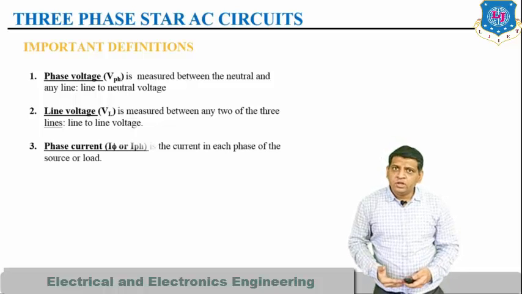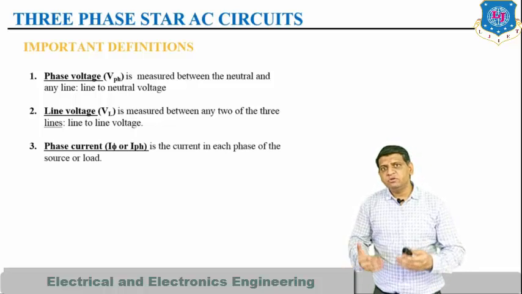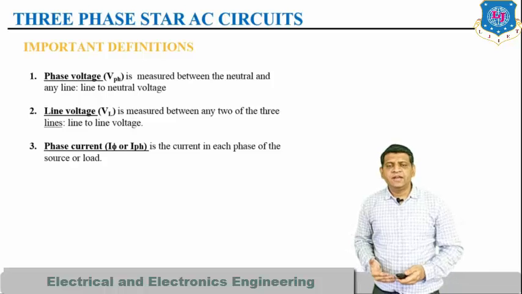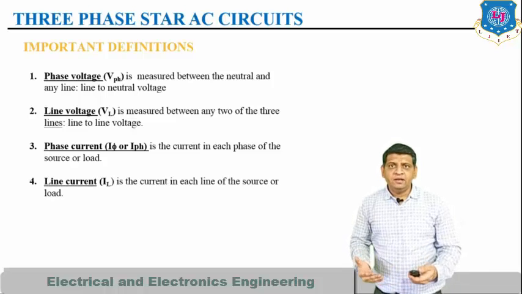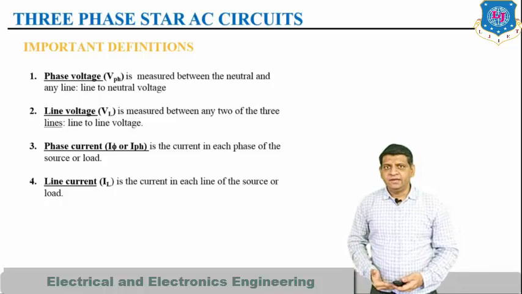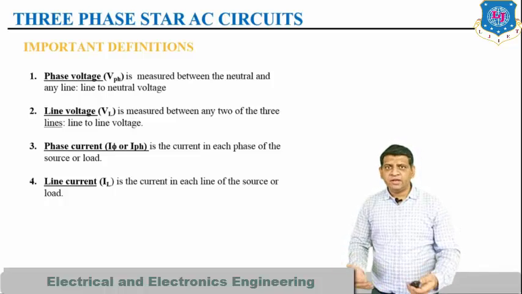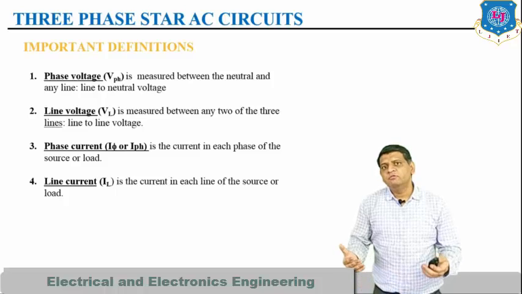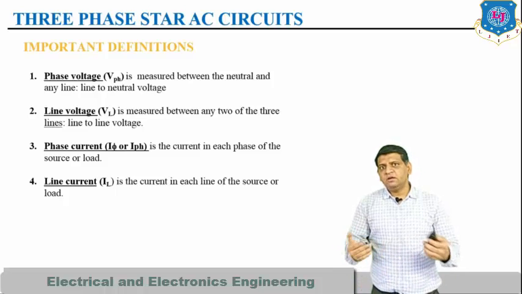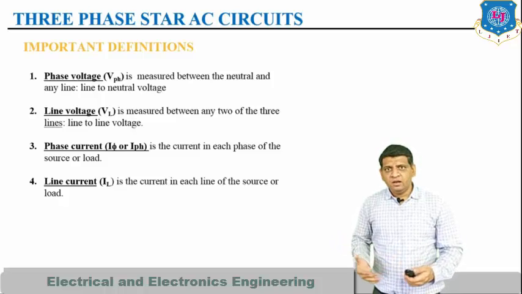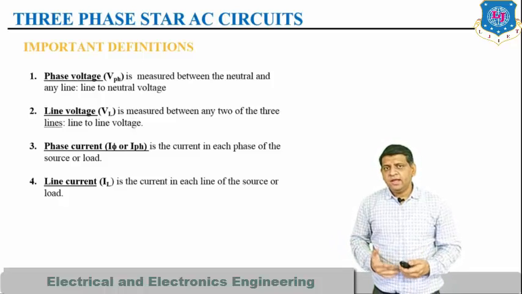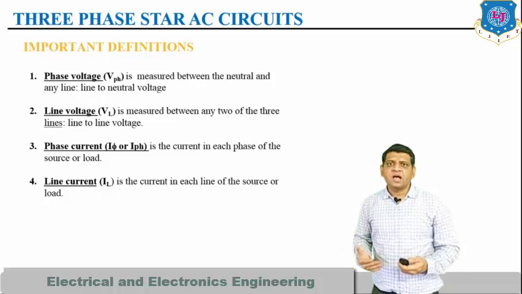In the same way, the line voltage is the voltage difference between two lines, and the line current is the current flowing through one of the lines. The phase voltage we define as EPH or VPH. The phase current we define as IPH. The line voltage we define as VL or EL, and the line current we define as IL, right?